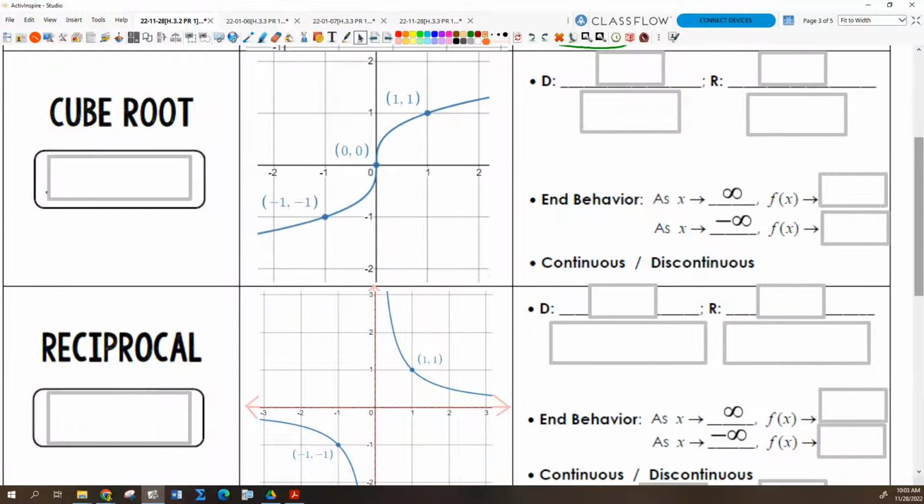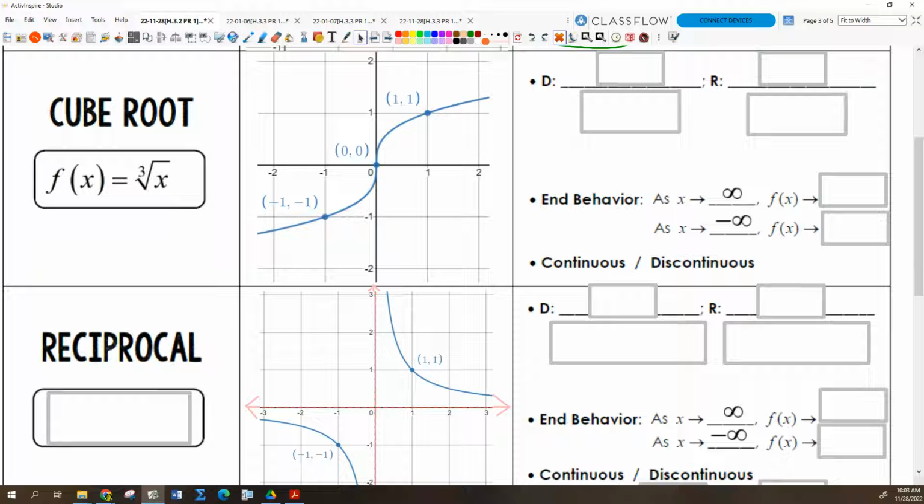Okay. Cube root graph. Just looks like that. You guys are familiar with the cube root. And it's kind of the same type of thing. It looks almost like we just took that square root graph and we just kept going and it sweeps down this time. Goes through the point 0, 0, 1, 1, -1, -1.